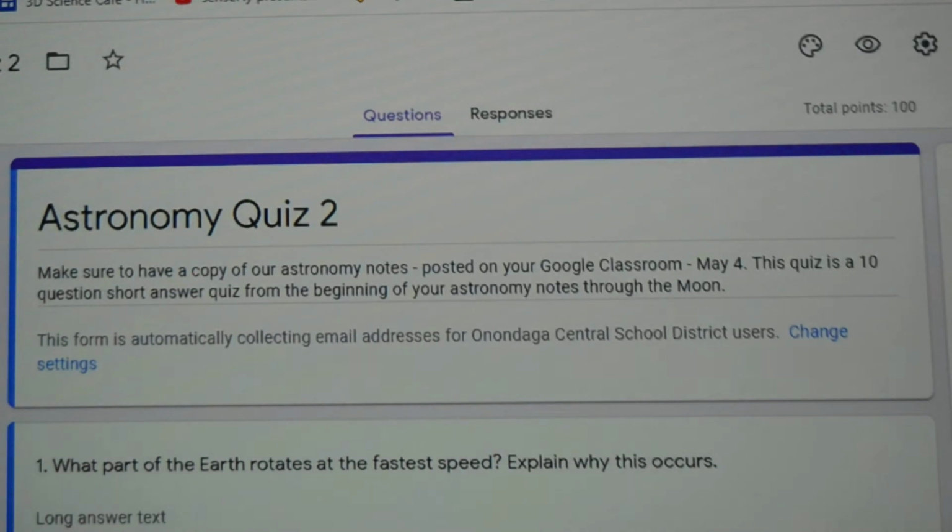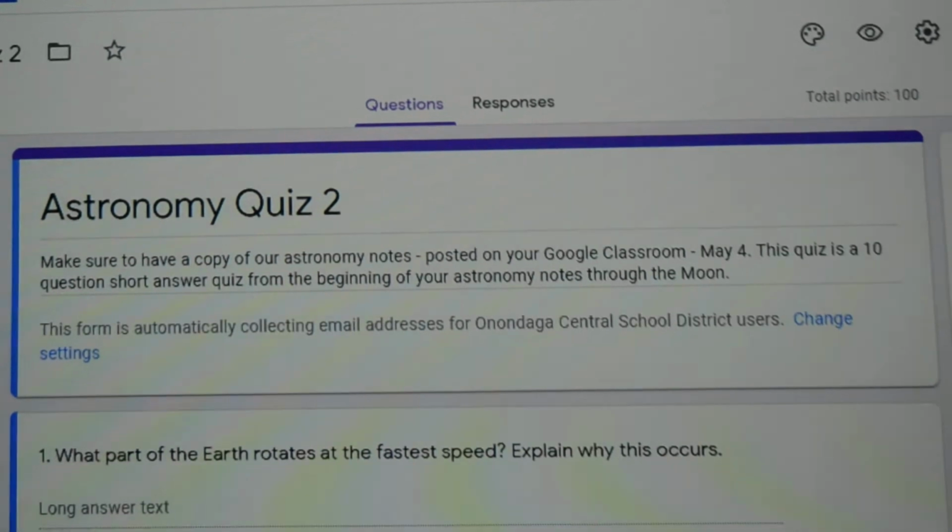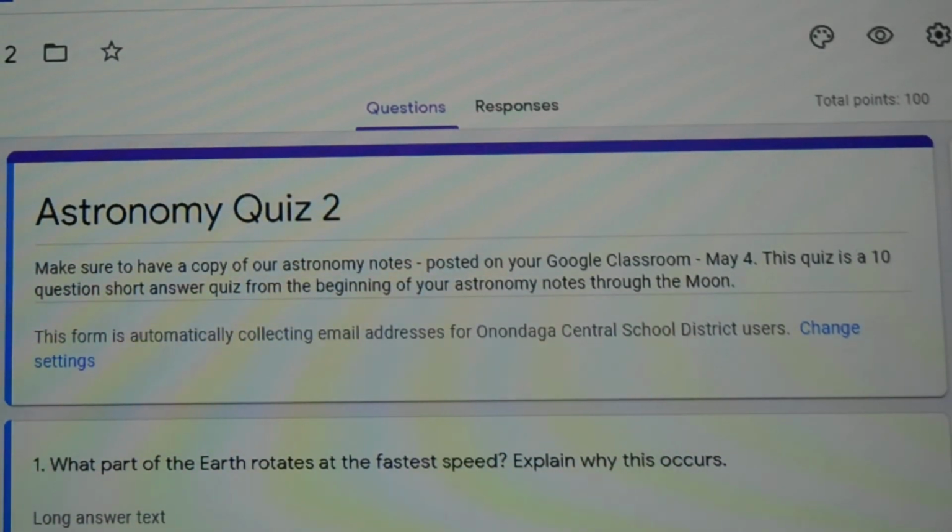Question number 1. What part of the Earth rotates at the fastest speed? Explain why this occurs. So if you go back to your notes, is it the North Pole? Is it the equator? Is it us here around 42, 43 degrees north latitude? So where on the Earth, latitude-wise, does the Earth move the fastest? And why does this occur? Make sure it's a two-part. You're giving me a location, and you're explaining why.